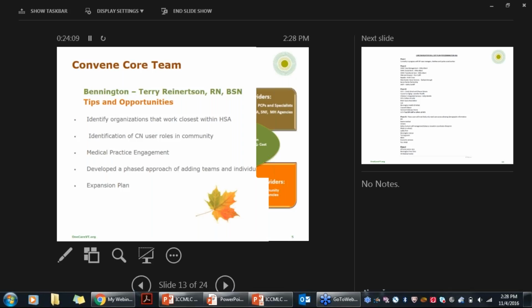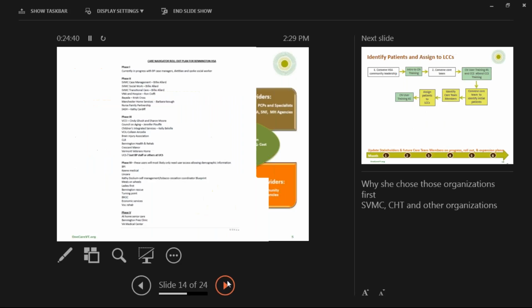As far as the medical practice engagement, because our community health team is embedded into the practices and has been since we started, it was a natural flow, because the care coordinators are right there in the practice. So the medical practice has been engaged from the start, because the care coordinators are working on this Care Navigator training. And then you can go on to the next slide.